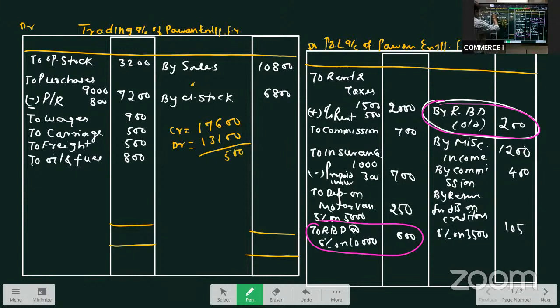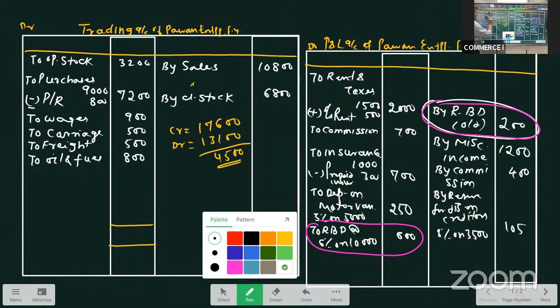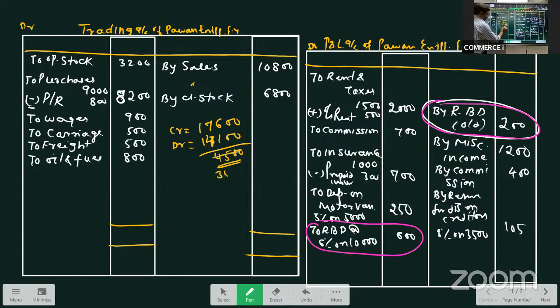The profit what we are getting is 4,500. 17,6, 3, 10, 4, 11, 4, 12, 3, 13, 1. Yeah, 6 minus 1, 5, 7 minus 1, 4. 4,500. But the one given is 3,500. Sales are 10,800. Purchase returns 800. That is 8,200. So this will be 14,100. So our net result will be 3,500. So 3,500 is the gross profit. This is the gross profit carried down to P&L account.